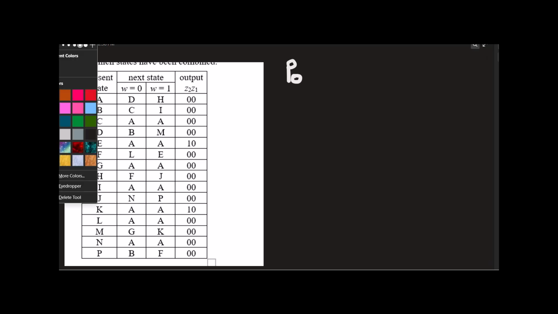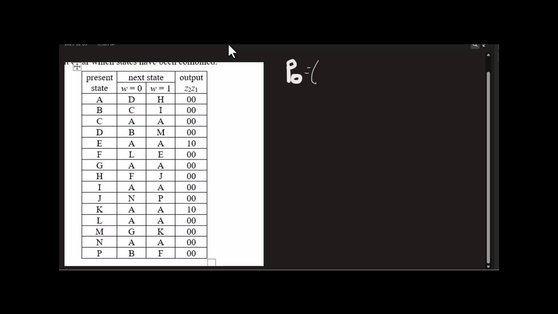P0 is going to be everything, all of the states. You just list them all. So P0 is going to be the set A, B, C, D, E, F, G, H, I, J, K, L, M, N, P. So that's P0. Is P0 always like that? P0 is always like that. It's just all of the states.